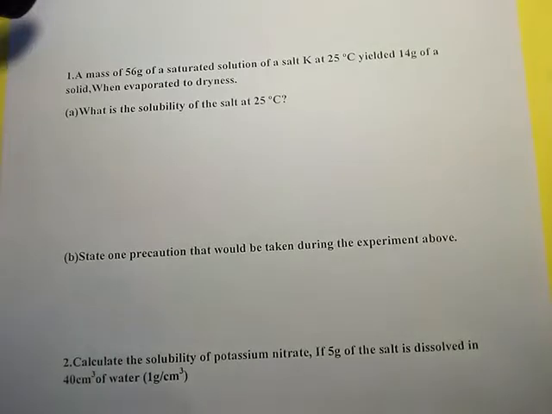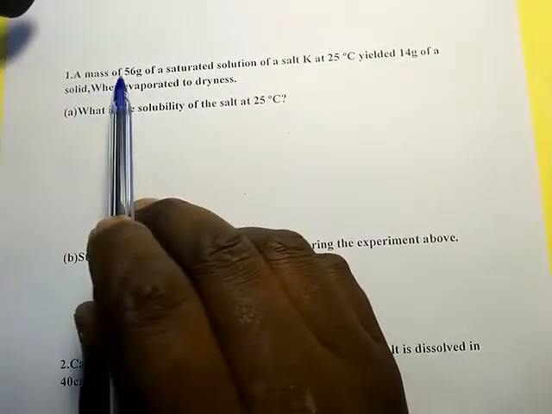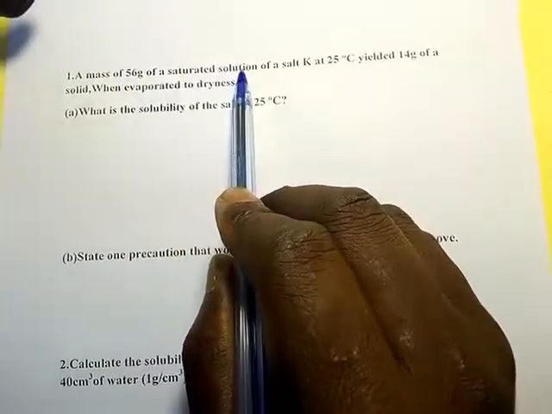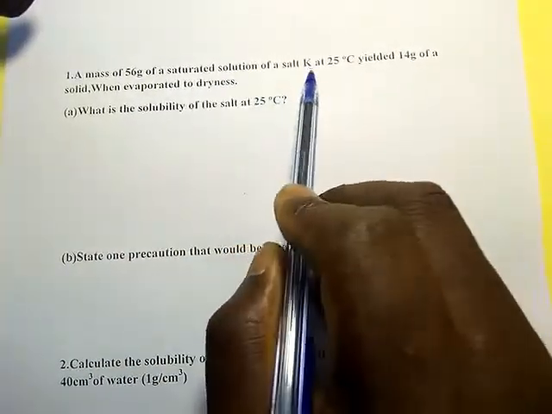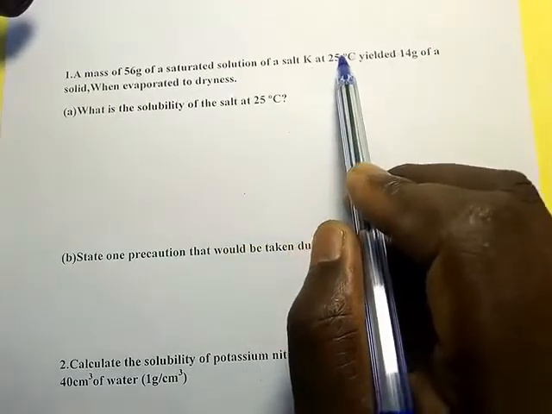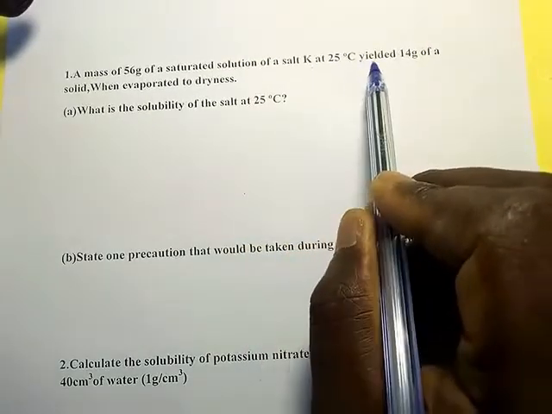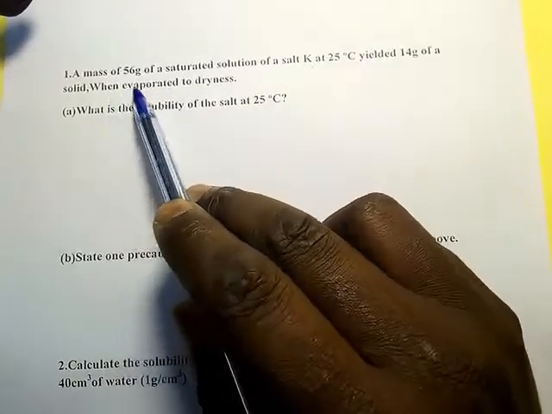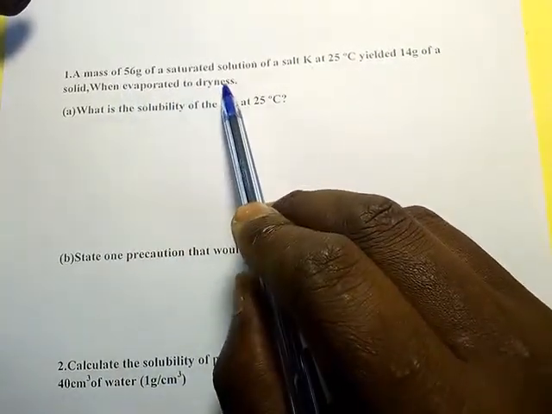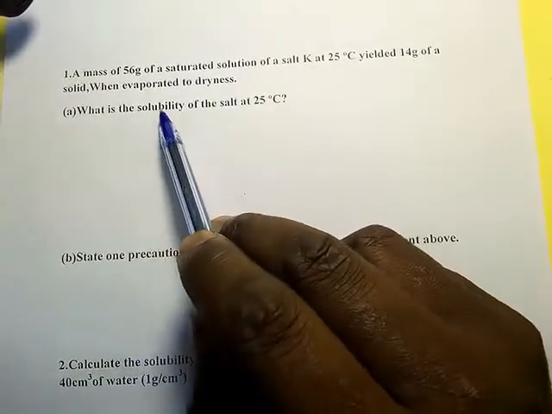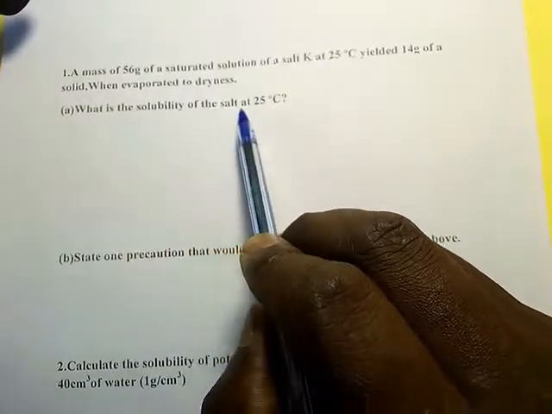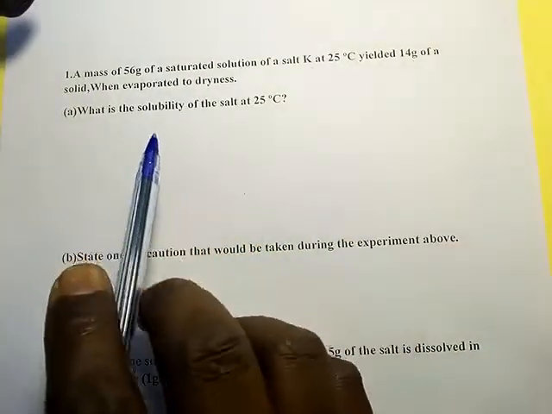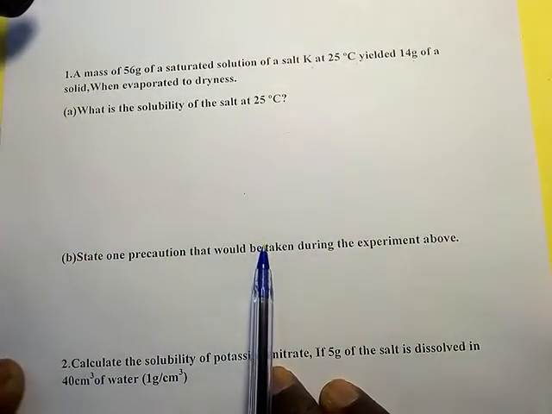Example 1. A mass of 56 grams of a saturated solution of a salt K at 25 degrees Celsius yielded 14 grams of a solid when evaporated to dryness. What is the solubility of the salt at 25 degrees Celsius?